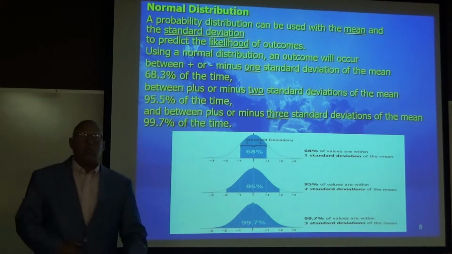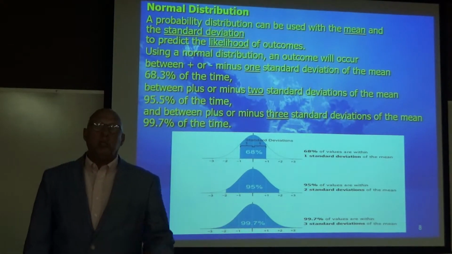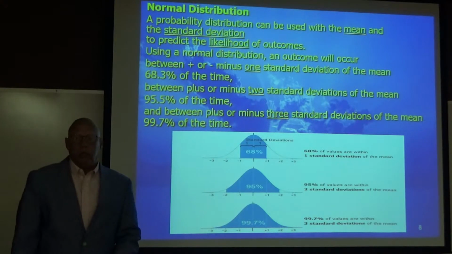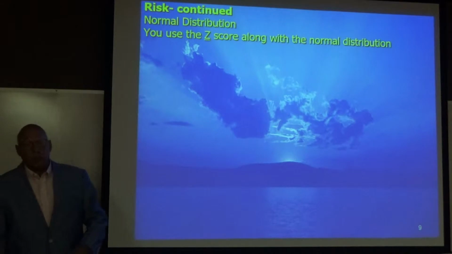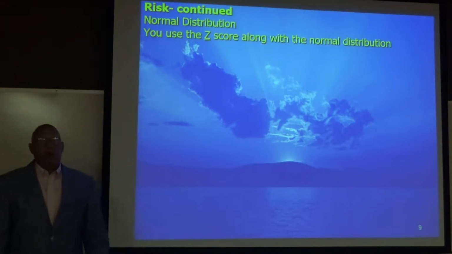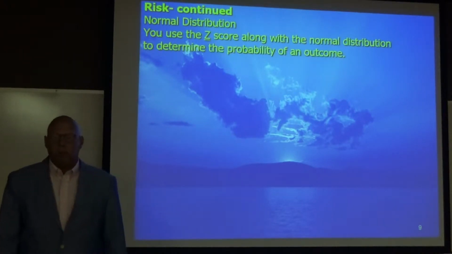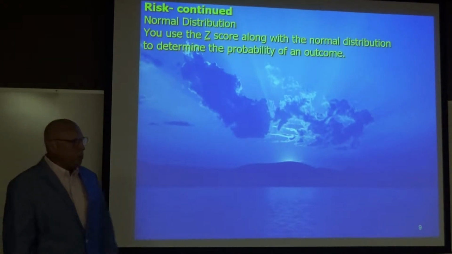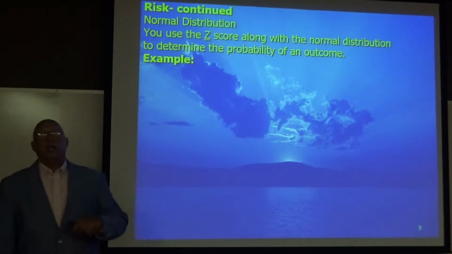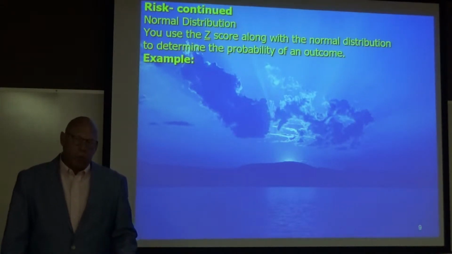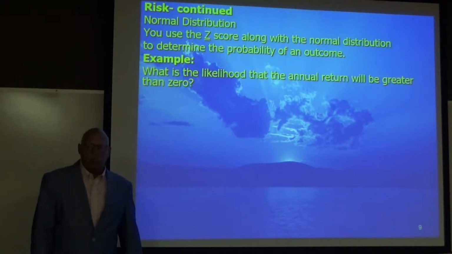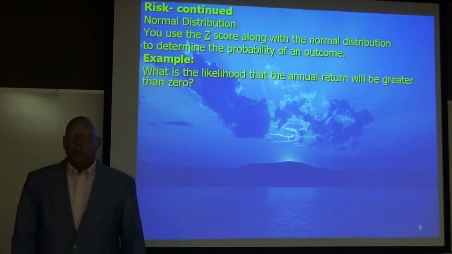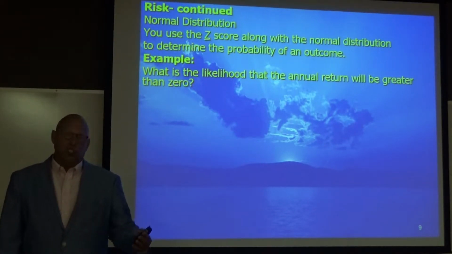We're going to use this information to predict or determine the likelihood of an outcome. We're going to have to compute the z-score. Remember this from statistics, computing the z-score to determine the probability of an outcome. Let's look at an example, and again, we'll have a homework example and we'll have one of these on the exam, but it won't be too complex for you. You can do this. So what is the likelihood that the annual return will be greater than 0?